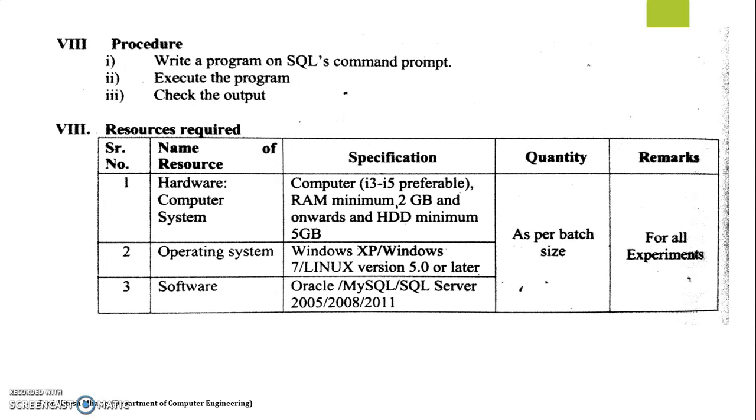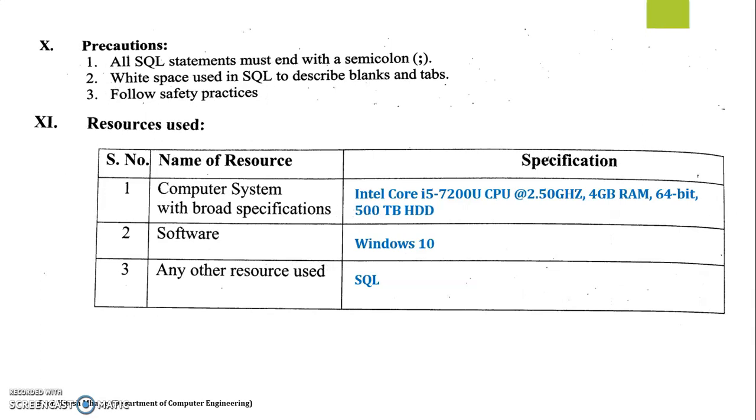Procedure: write a program on the SQL command prompt, execute the program, and check the output. These are the resources required for performing these experiments: the hardware specification, operating system, and software specification. Precautions: all SQL statements must end with a semicolon. White space is used in SQL to describe blanks and tabs. Follow safety practices. The resources used for these experiments are mentioned here.